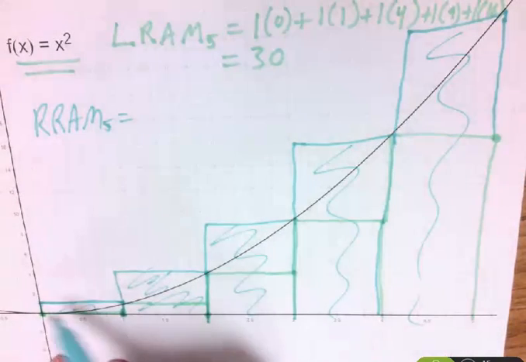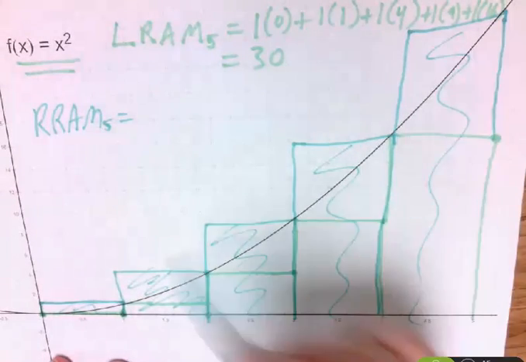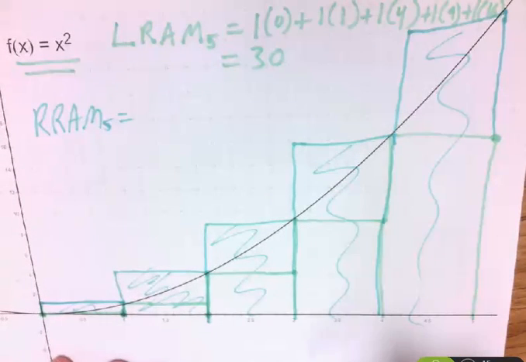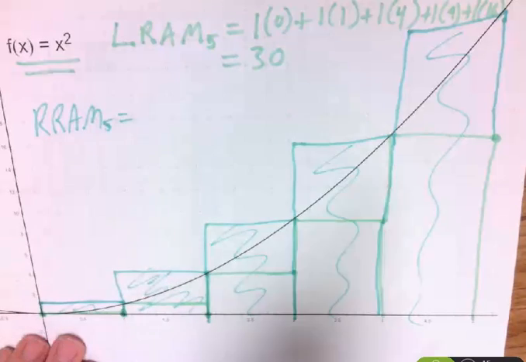This is going to happen if your function's increasing: your right hand will always be above and your left hand will always be down. If it was decreasing, it would just be the reverse. All right, let's find our area, and we'll see that we're going to go too high this time.